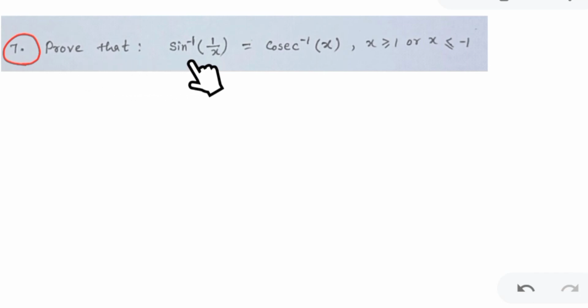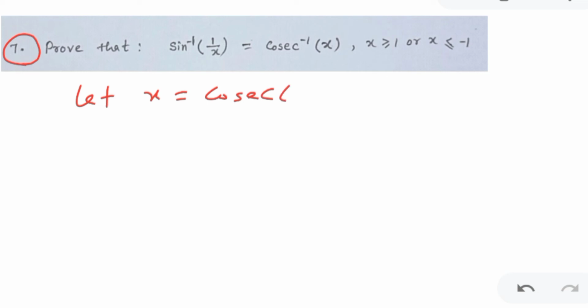Prove that sine inverse 1 upon x is equal to cosec inverse x. This question we will also do using the same method. In every question I will assume x as sin theta, tan theta, or cos theta based on the question. Here, if you see the sine term, what will I take? X I will take as cosec theta or sin theta, anything. Since it is 1 upon x, I will take cosec theta, because I know 1 upon cosec theta will be sin theta. So here I will assume x as cosec theta.